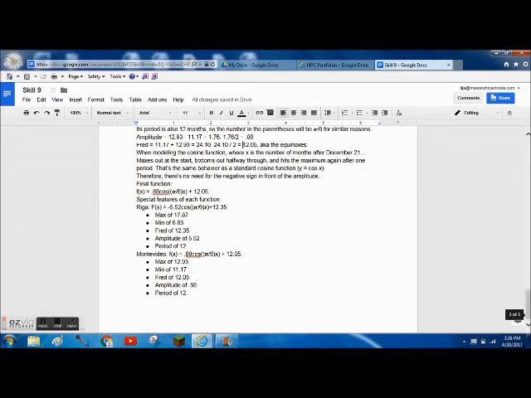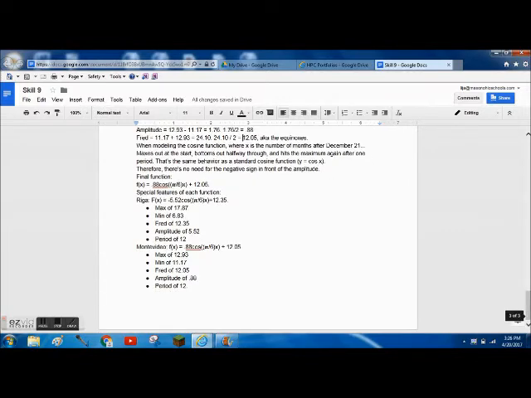When modeling the cosine function, where x is the number of months after December 21st, it does the opposite of Riga. It maxes out at the start, bottoms out halfway through, and hits a maximum again after one period, which is the same behavior as a standard cosine function. So there's no need for the negative sign in front of the amplitude. This will be the final function. Note the amplitude, period stretching, and vertical shift.